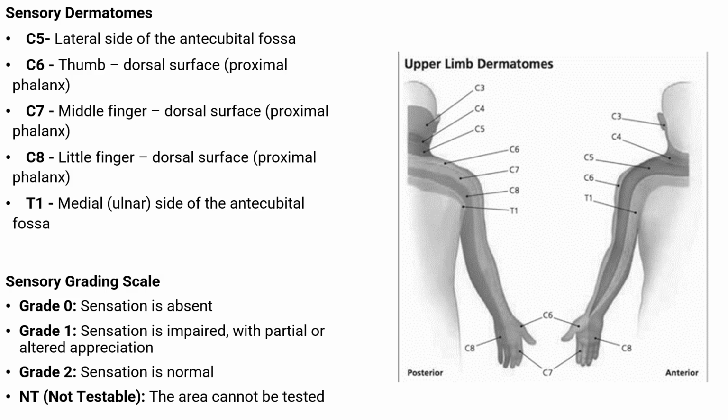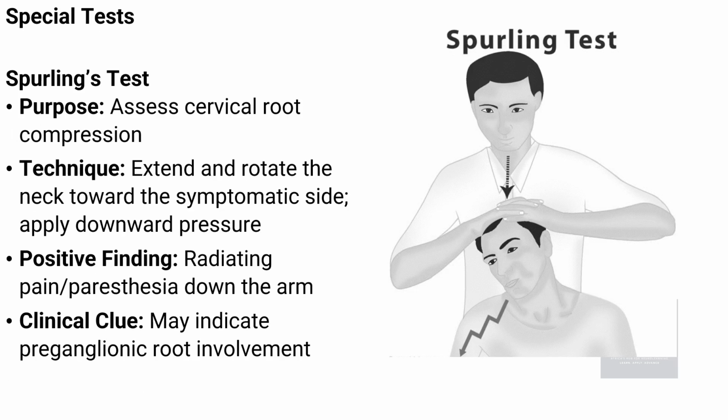Sensory findings are then graded for standardized documentation. An absent response is recorded as grade 0, partial or altered sensation as grade 1, and normal sensation as grade 2. If an area cannot be reliably examined, it is marked as not testable. Using this structured approach allows for consistent assessment and accurate tracking of sensory recovery over time.